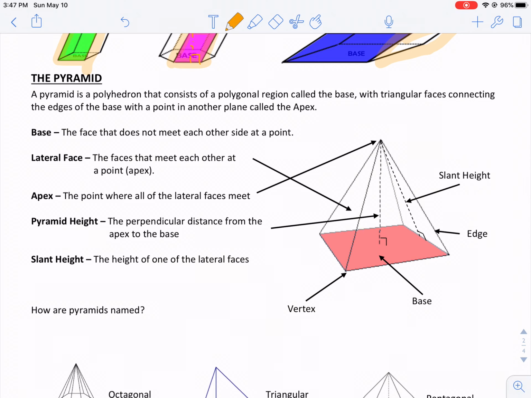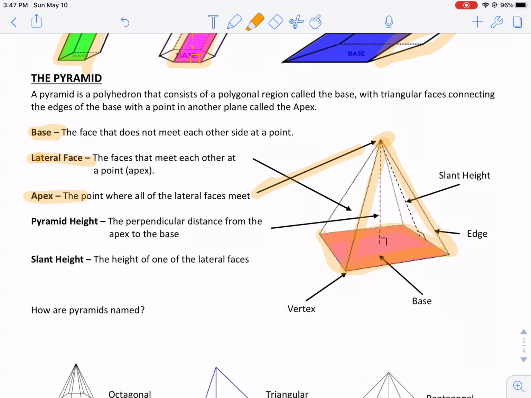All right, and basically the pyramids, their lateral faces are triangles. So each one of these right here. All right, we have one base. It's the side that doesn't come up here to a point. That point is called the apex.